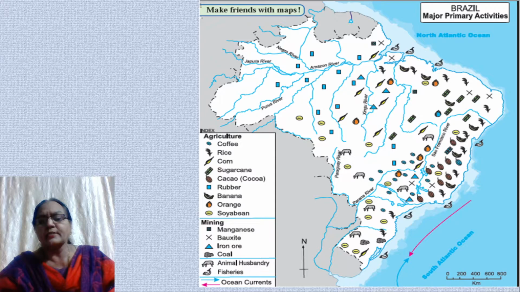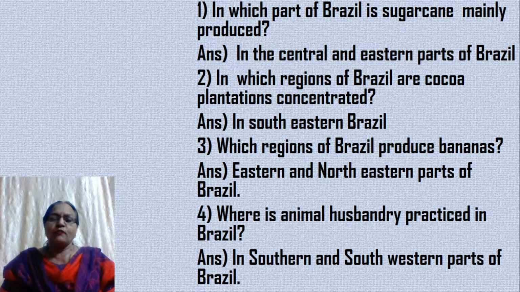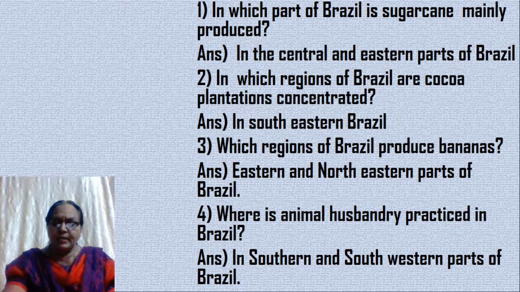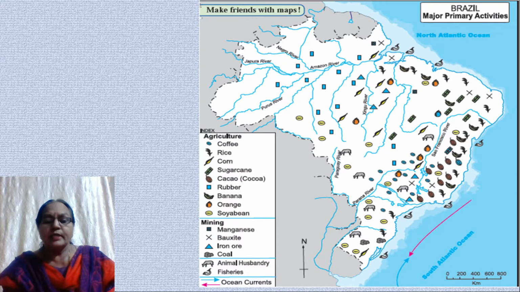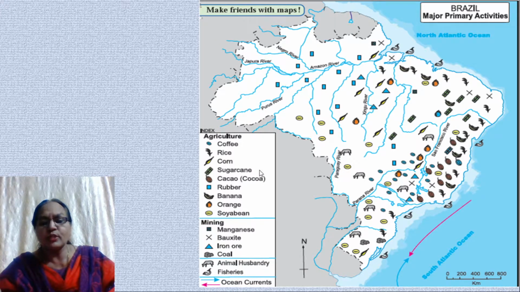Let's answer that. The first one is, in which part of Brazil is sugarcane mainly produced? Now, see the index here. This is a symbol for sugarcane. So, find it. So, you have it here. This is sugarcane here. Then you'll find it mostly in the central part of Brazil as well as the northeastern part of Brazil.